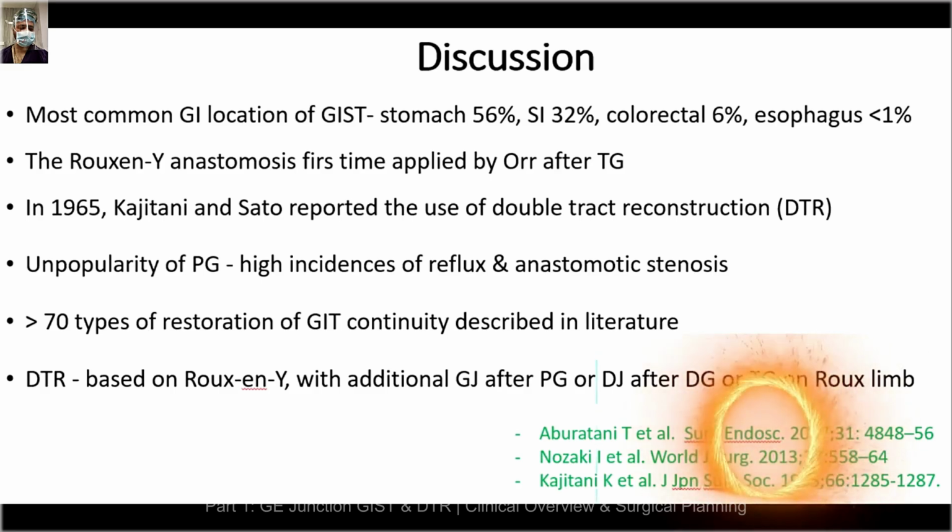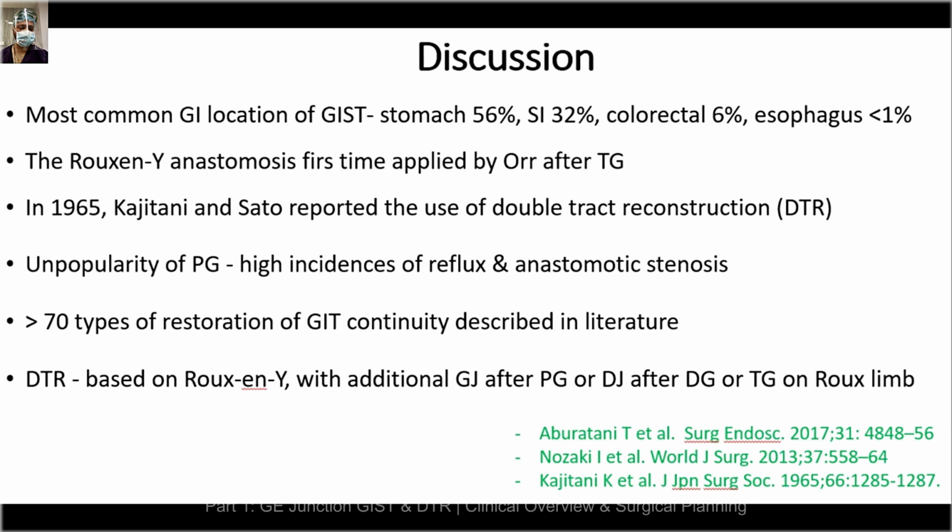Coming to the relevant literature review, the most common GI location of GIST is the stomach in 56% of cases, small intestine 32%, colorectal 6%, and esophagus less than 1%. The Roux-en-Y anastomosis was first done after total gastrectomy. In 1965, Kajitani and Sato reported the use of DTR, that is, double track reconstruction.